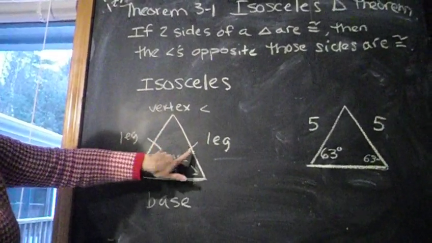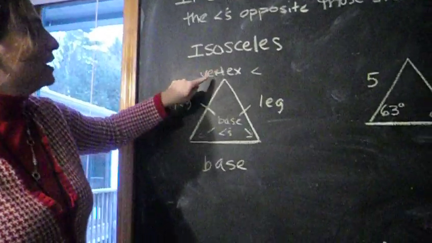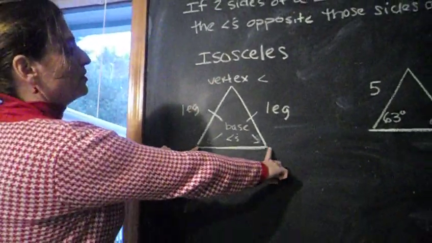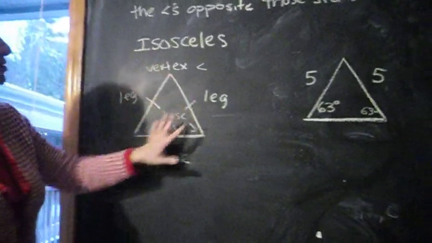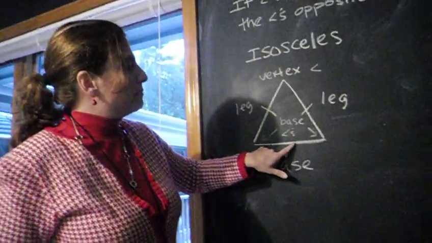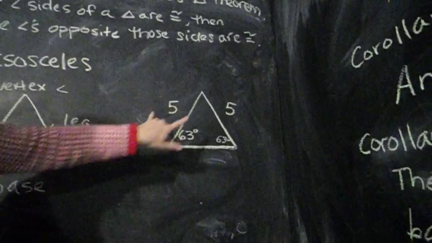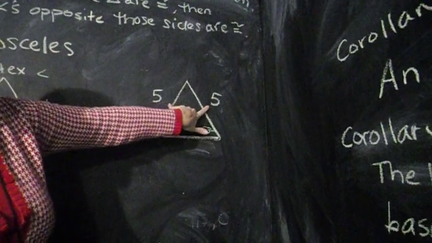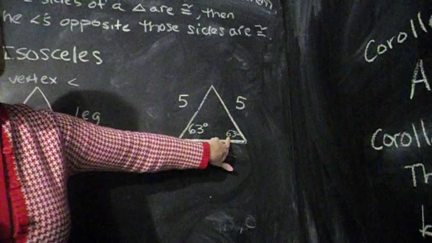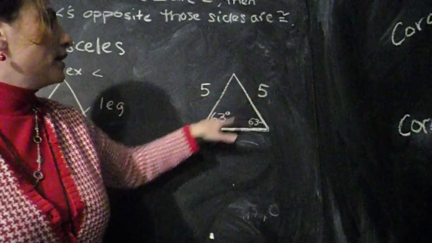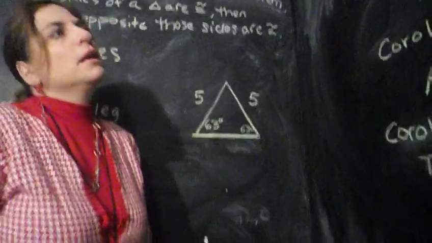This triangle, the two legs, so this is called the leg and this is called the leg of an isosceles triangle. This is the vertex angle, and these two angles are the base angles. This here is the base. So this is your isosceles triangle: legs, base angles, vertex angle. What this theorem says is if these two sides are the same, so let's say they're both 5, and let's say that angle is 63, then this one is going to be 63 too. So the base angles, opposite the legs of an isosceles triangle, are equal.